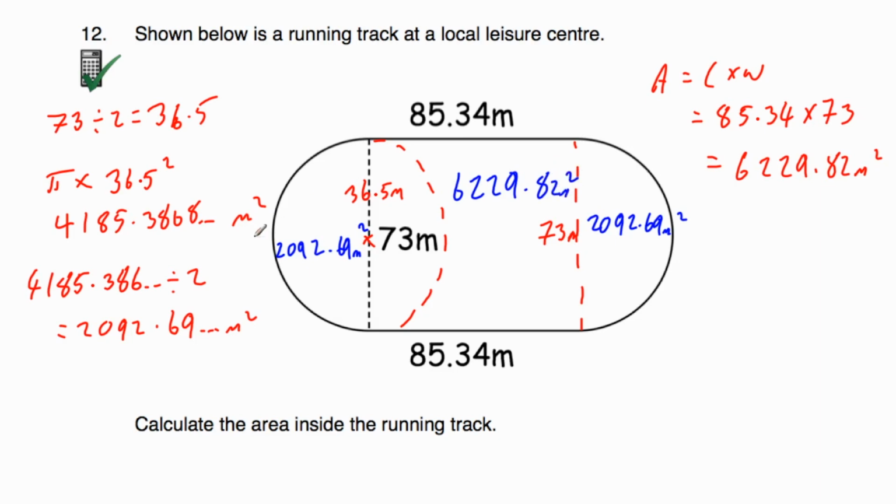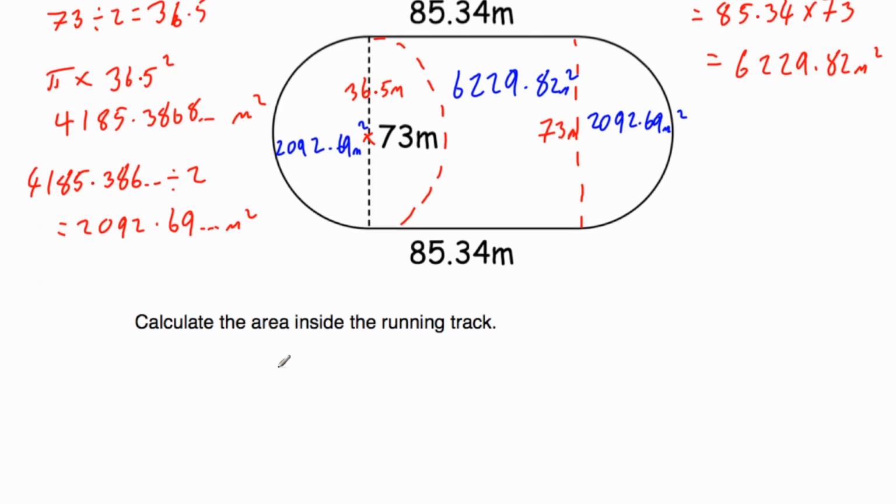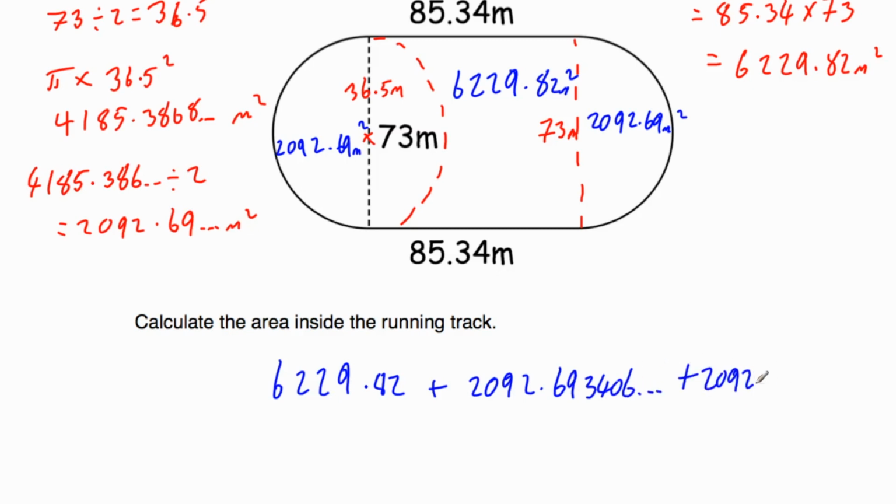6,229.82 meters squared. So to find the area inside the running track, we just need to add those together, and that'll be our answer. So if we take our 6,229.82 plus our 2,092.693406 and so on, plus our 2,092.693406 and so on, and we add those together, we'll get our total area. So let's do that, see what we get. And the answer would be 10,415.20681 meters squared. And that's it. So that's the area inside the running track.